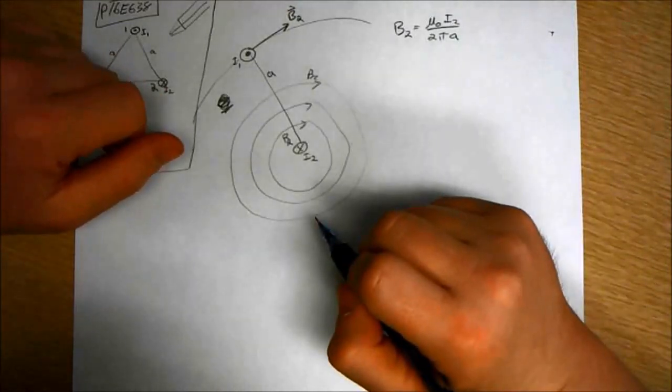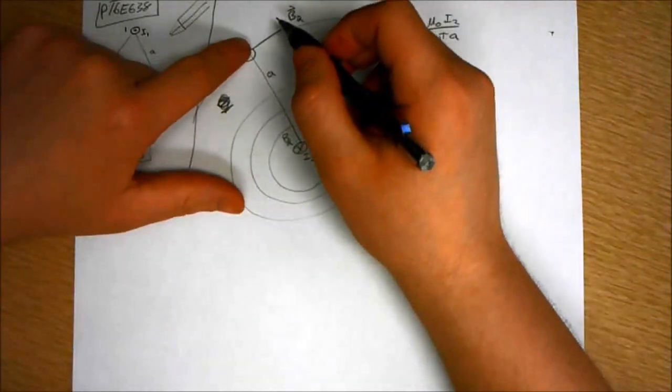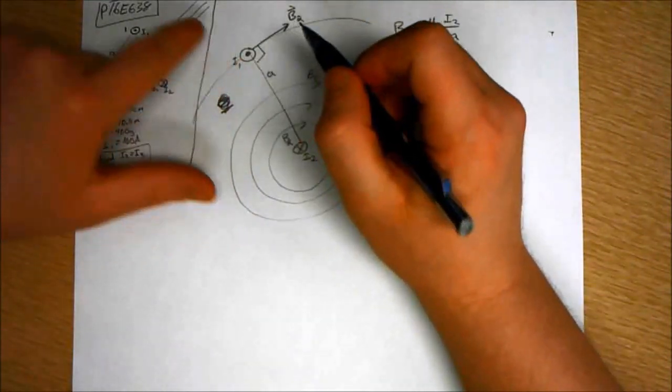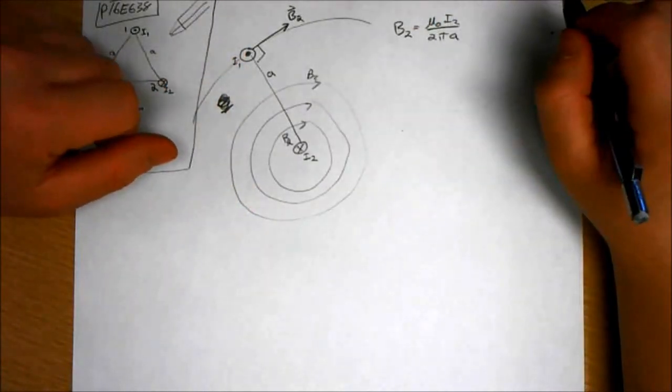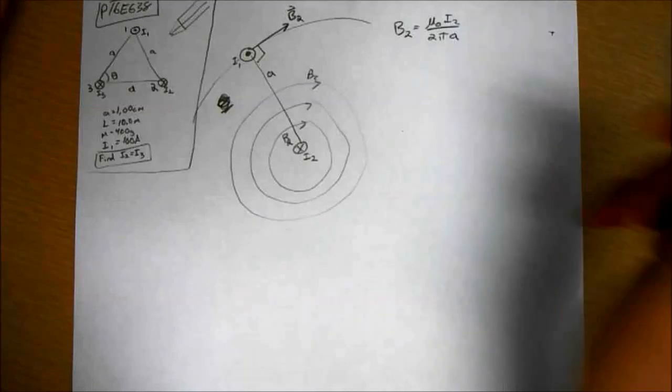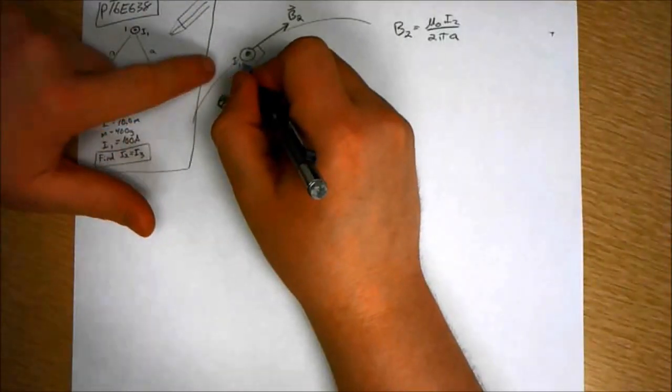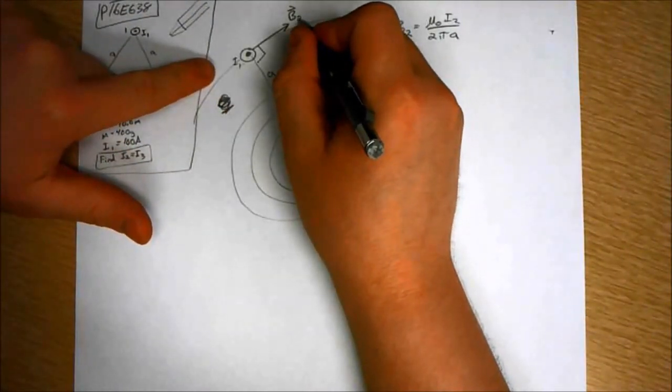What is the orientation? Like, what is the angle between B2 and A? Well, it's going to be 90 degrees, right? Because it's tangential to the circle, so that means it must be perpendicular. So what is the force on I1 from B2, which is created by I2?